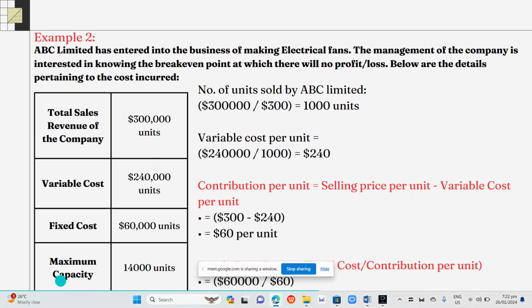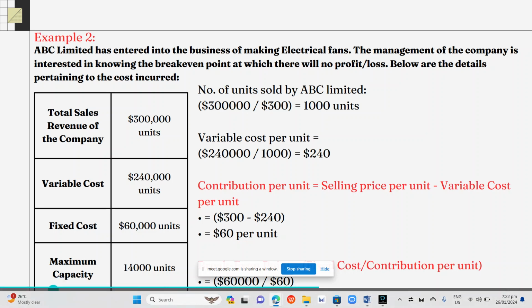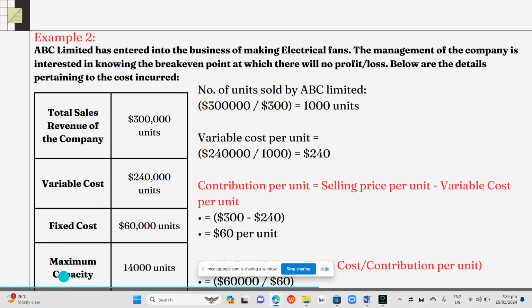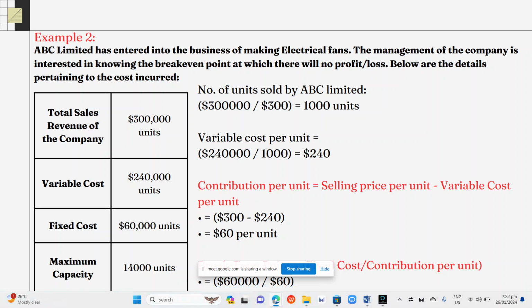So, the ABC Limited needs to sell 10,000 units of electric fans to break even at the current cost structure. So, ibig sabihin, kailangan niya makabenta ng 10,000 units para malampasan niya yung break-even point niya or para ma-achieve niya yung goals niyang profit. And that's all.